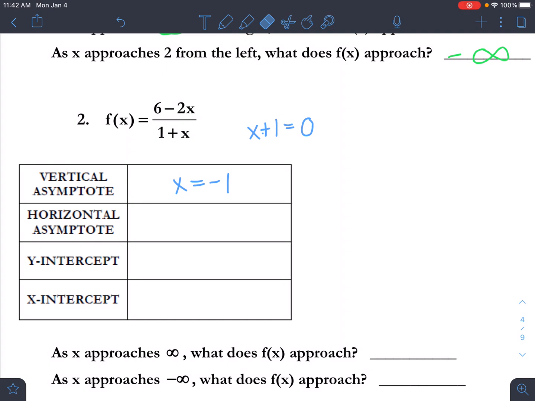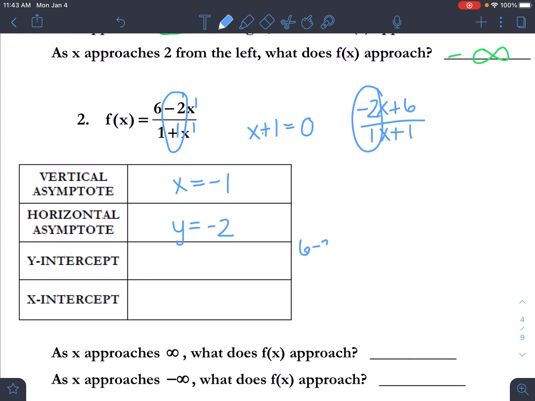Horizontal asymptote, we think powers. This is a first power, this is a first power, meaning we take the ratio of the leading coefficients. So really, if we rewrote this, it would be -2x plus 6 over x plus 1. So it'd be these two numbers. -2 over 1 is -2. We just divide them.